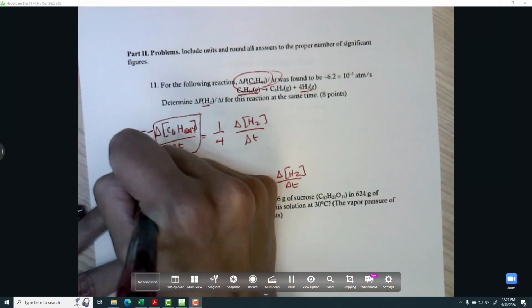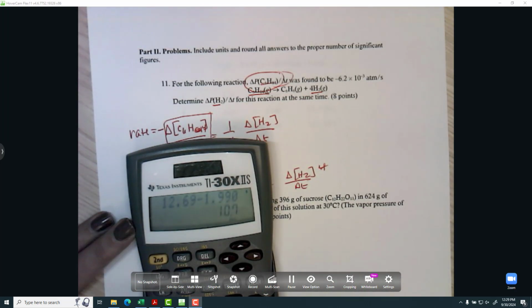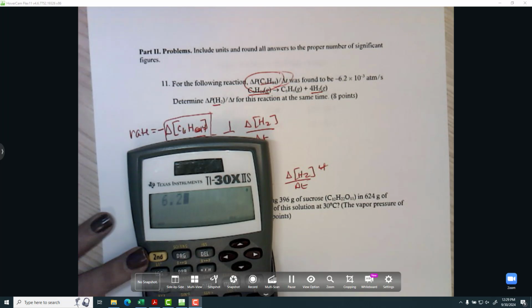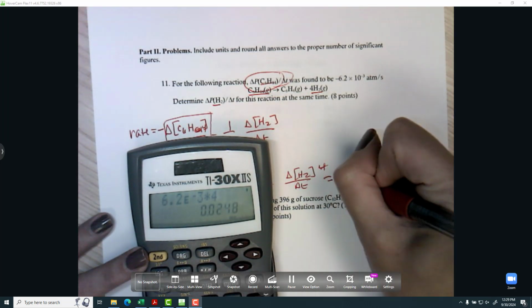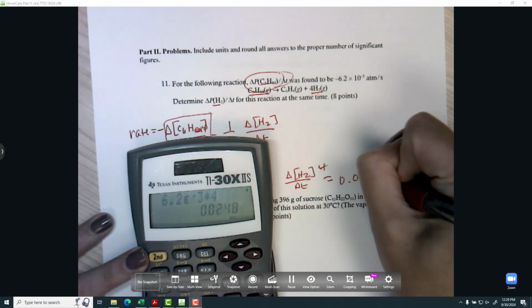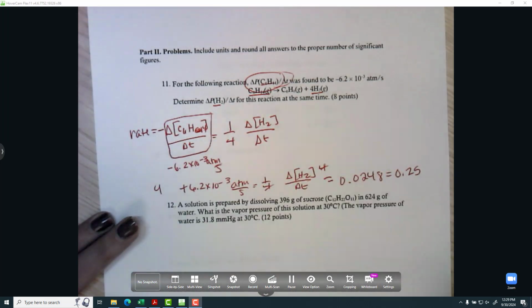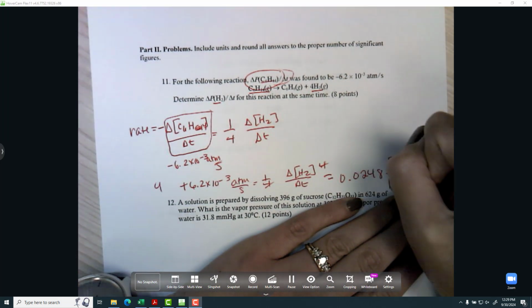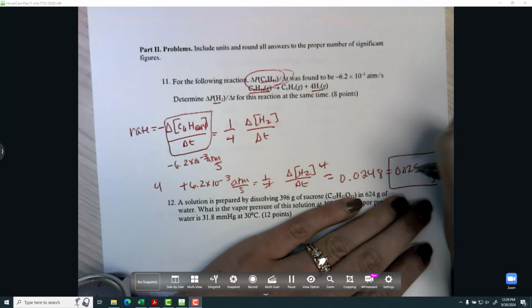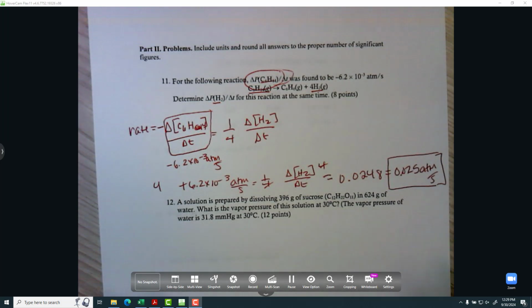And then I just want to solve for the concentration of H2 over change in time, so I would multiply both sides by 4 to cancel that. And so I get whatever 6.2 times 10 to the minus 3 times 4 is. To 2 sig figs, that'd be 0.025. And then the units would be the same as the units. I missed a 0 in here, but the units would be atmospheres per second.